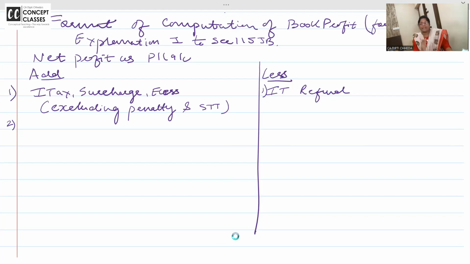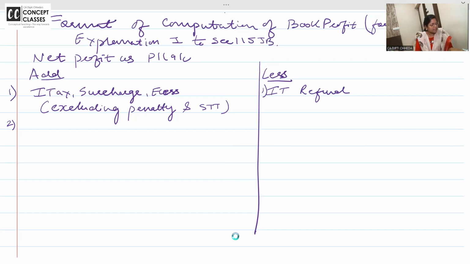Please don't do it like this in exam. I am clarifying now. Exam में add पूरा करेंगे, फिर less. जैसे अभी हम after 10 minutes, the way I solve the problem, that is the way you have to do in exam. Then why am I doing this? Just to give you the comparative grip so that you remember.